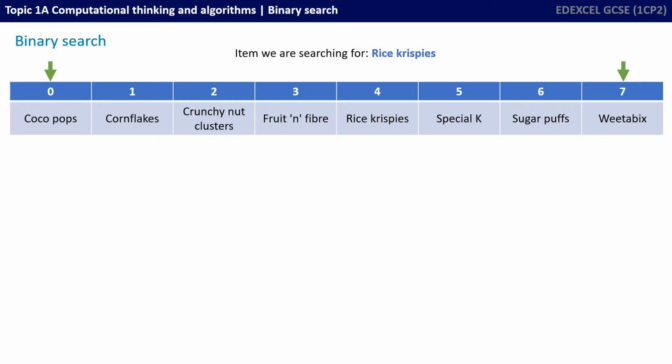Here we've got a data set of 8 breakfast cereals, and they each have an index of 0 to 7. We've set a left pointer over the first item, Cocoa Pops, with an index of 0, and a right pointer over the last item, Weetabix, with an index of 7.